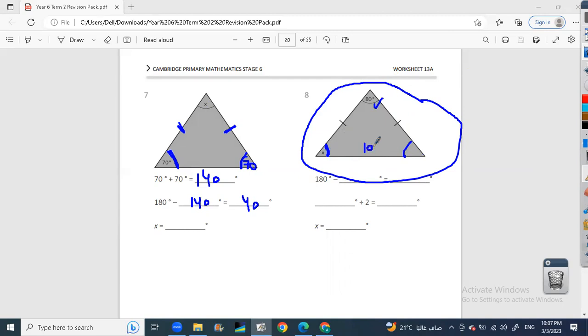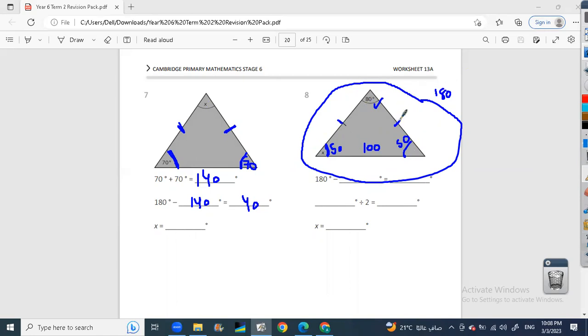Both of them together must be 100 to complete the 180 degrees. And they told me that this is an isosceles triangle, which means that these 2 are equal. Both of them are equal. Then one must be 50, and the other also must be 50 degrees. So 50 degrees and 50 degrees and 80 degrees is going to give me 180 degrees.